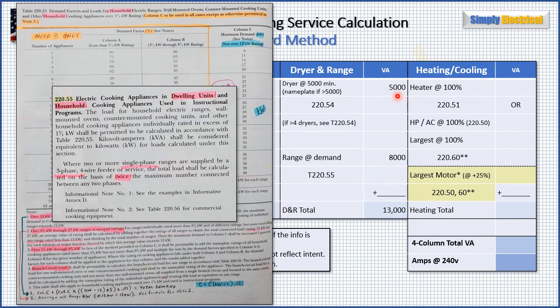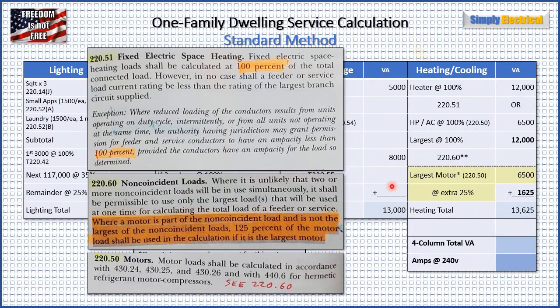Okay, so we take our dryer total, our range total, and add them up, and we get our dryer range total for this column, 13,000. Moving on to heating and cooling. We'll start with the heating.